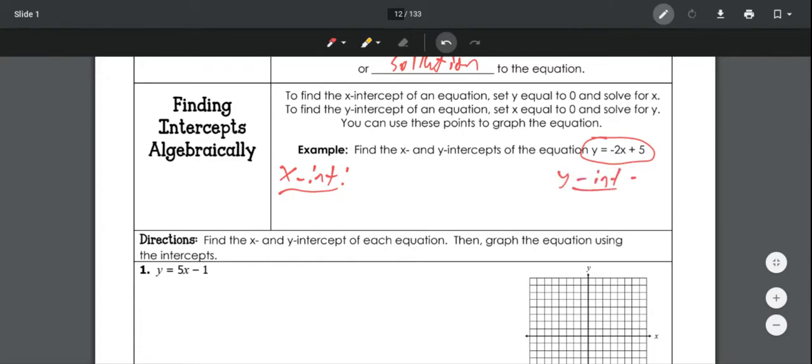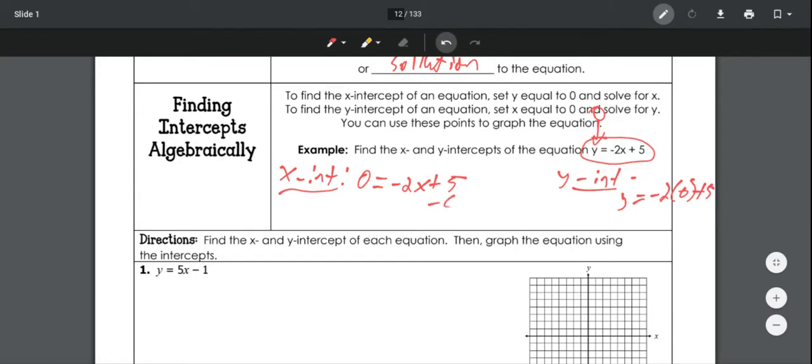On the x-intercept, you're going to plug in 0 where you see a y. So in order to find x, we have to make sure that we plug in 0 for y, and that would look like this: 0 equals negative 2x plus 5. All I did was plug in 0 right here. The opposite is true for finding the y-intercept. You want to plug in 0 for x. So you'll have y equals negative 2 times 0 plus 5. And then you just solve it out.